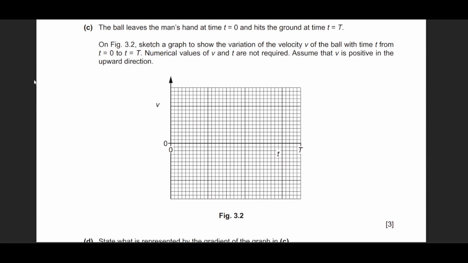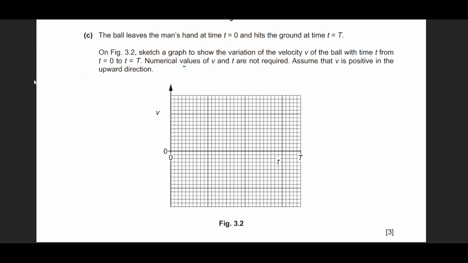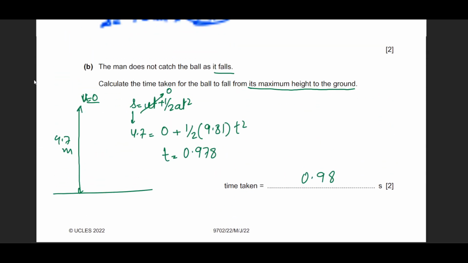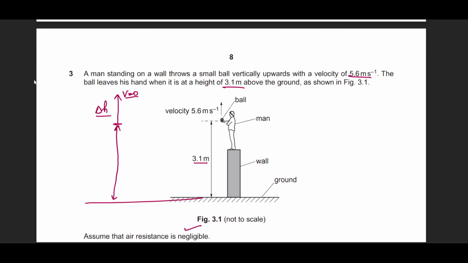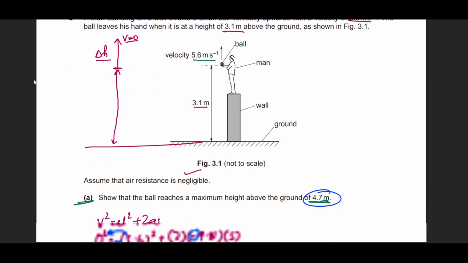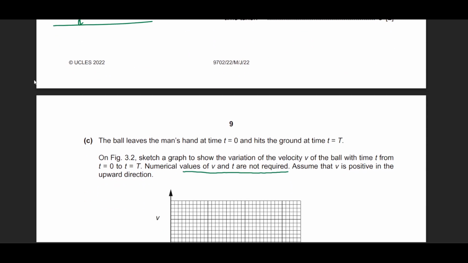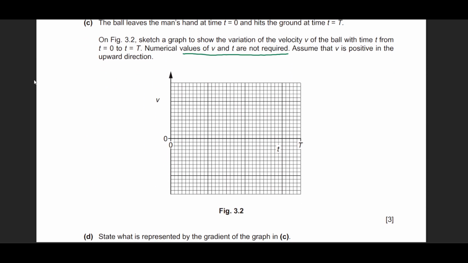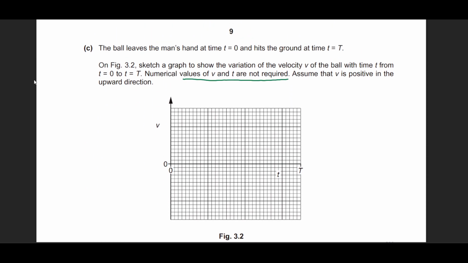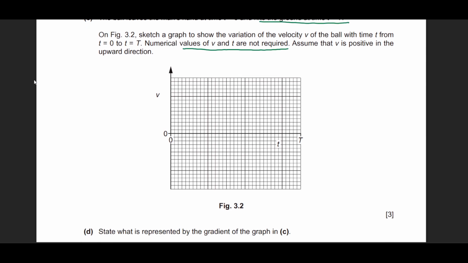Moving on to the next part, question number C. He says that the numerical values of v and t are not required, but if they were required, you already have those values, what velocity it was released at, and what velocity it will gain when it actually falls down again. But anyways, let's try to solve this in terms of simple physics. He says that it hits the ground at time t equals T. No problem. What you need to understand is that the moment it was released from the hand, the velocity was, let's say, 5.6 at this point.